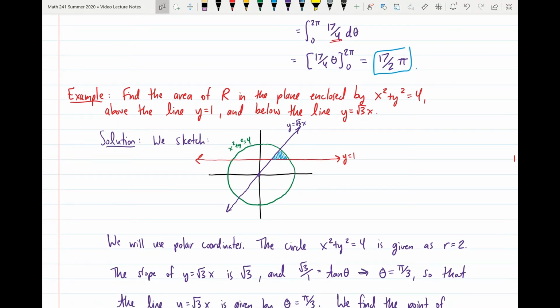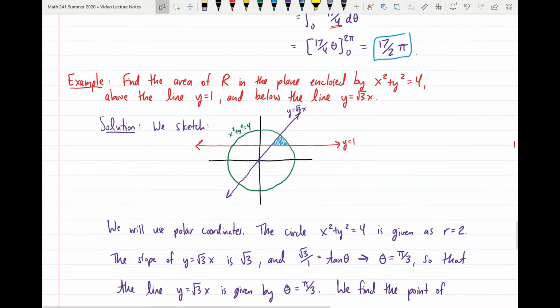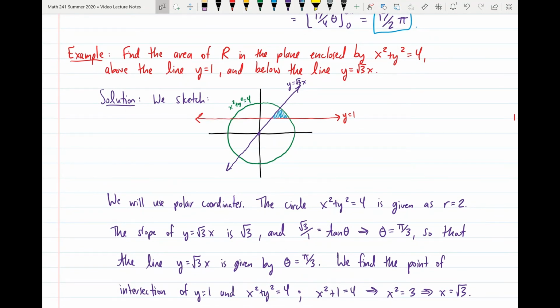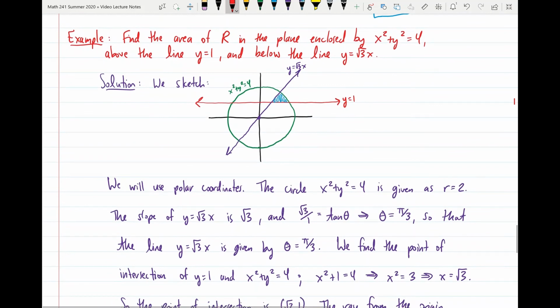So again, first order of business is to sketch this region that we're talking about here. So we have our circle of radius 2 in green, we have the line y equals 1 in red, then we have the line y equals the square root of 3 times x in purple, and the region we're talking about is enclosed by these three. So it's that region in blue. So we're going to use polar coordinates in this case to find the area of that region.